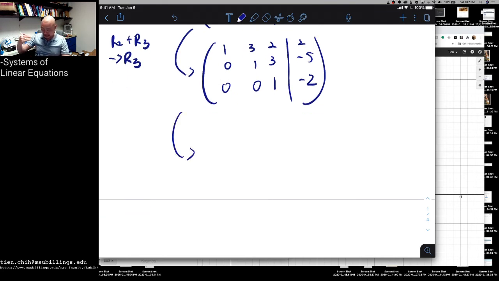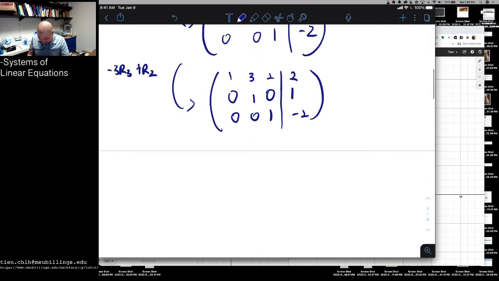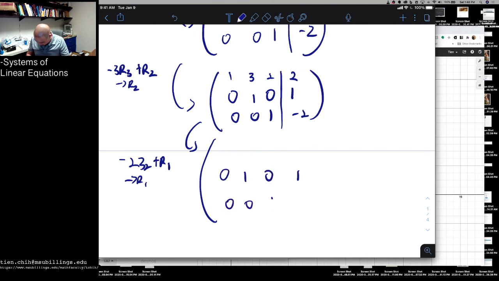Then I'm going to work backwards. I'm going to take -3 times the third row and add it to the second row. So that gives me 0, 1, 0. -3 times -2 is positive 6 plus -5 is 1. I'm going to take -2 times the third row and add it to the first row. And that would give me 0, 1, 0, 1, 0, 0, 1, -2.